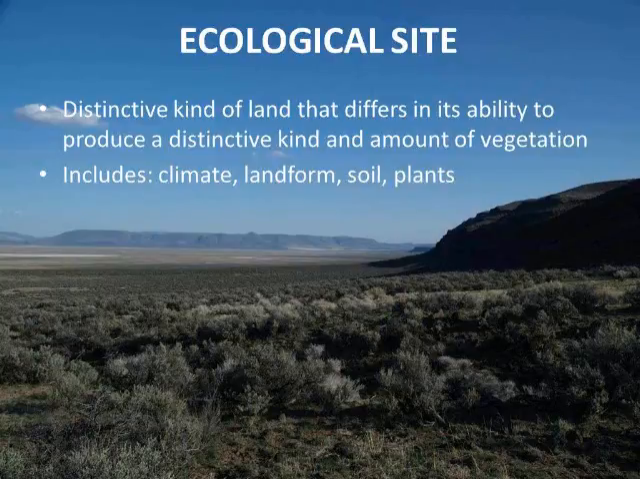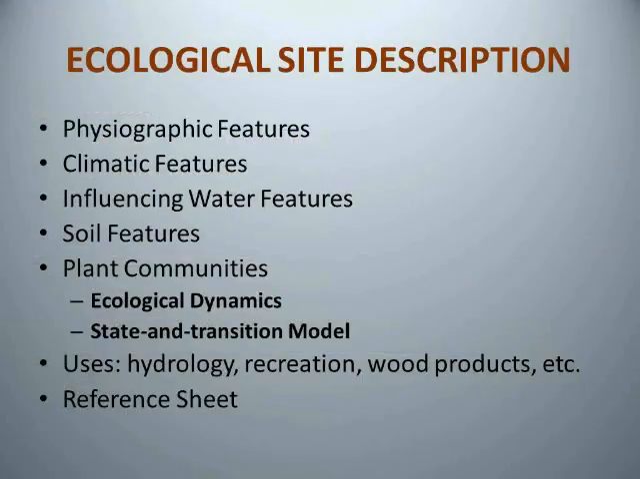So an ecological site, hopefully some of you are familiar with those, is defined as a distinctive kind of land that differs in its ability to produce the distinctive kind and amount of vegetation, and included in that is climate, landform, soils, plants. So it's all those things combined to make an ecological site. And when we talk about the ecological site description, which is an NRCS product, it includes lots of things. So you have physiographic features, climatic features, soil features, plant communities, uses, and part of that plant community section in the description is the ecological dynamics and the state and transition model. So the ecological dynamics and the state and transition model are just a portion of the ecological site description.